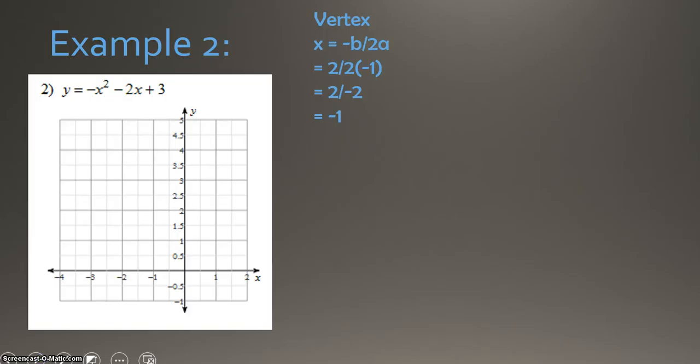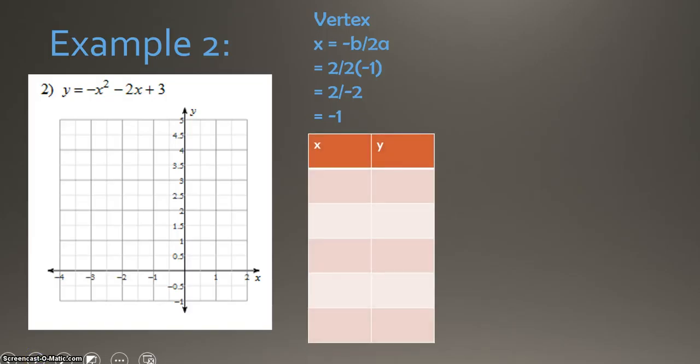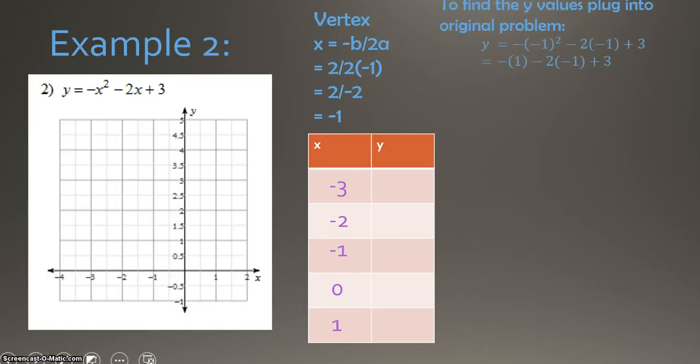So again, I'm going to make my table, putting my x value of my vertex into the middle of my table, and then putting 2 x values below and 2 x values above, counting by ones. Now I'm going to plug into my original formula to find the y values. So when I do that, I'm going to plug in my vertex first, remembering to square that negative one first before I start my multiplication.